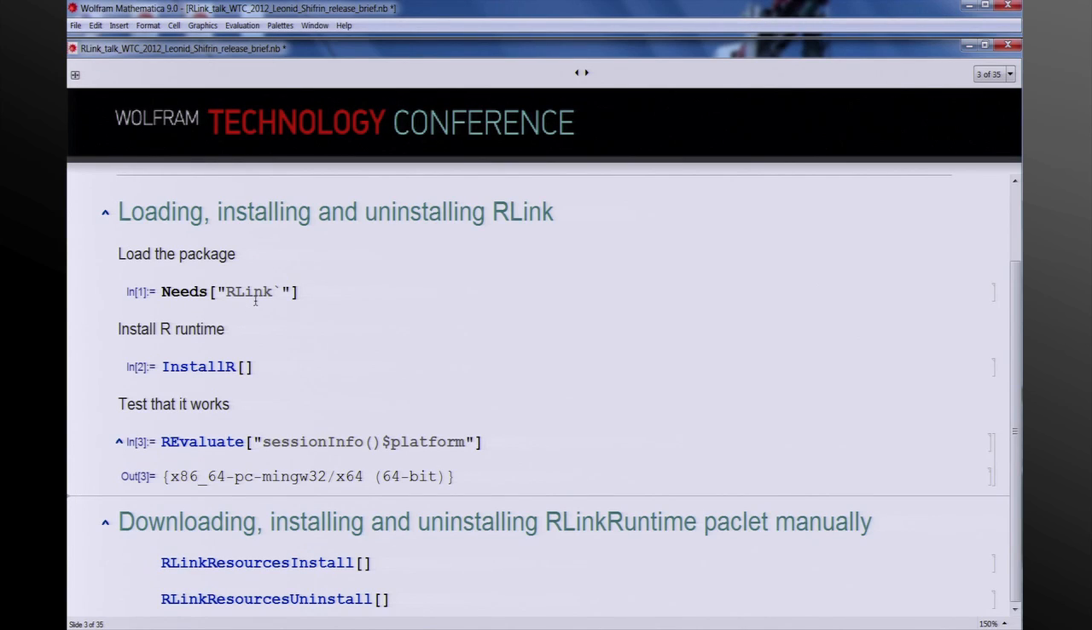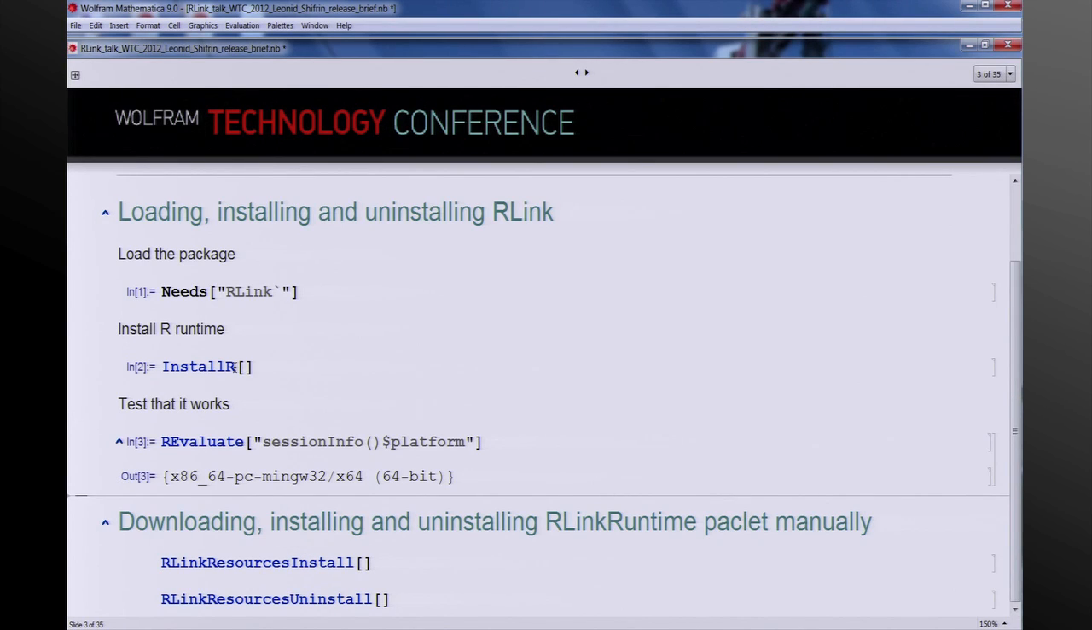These two commands, Needs RLink and InstallR, is what you need to do at the start of your RLink session. And if you want to stop working with RLink, you can call UninstallR, which I'll cover in a second. When you work with RLink for the first time, you might want also to call one of these commands, RLinkResourceInstall. Normally it will be called by InstallR by itself. So what does that do?